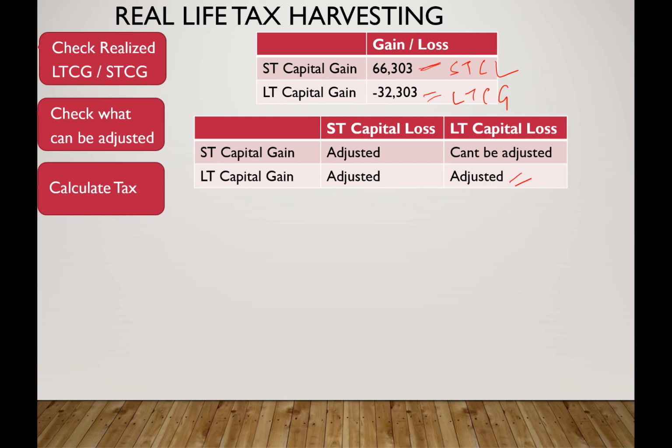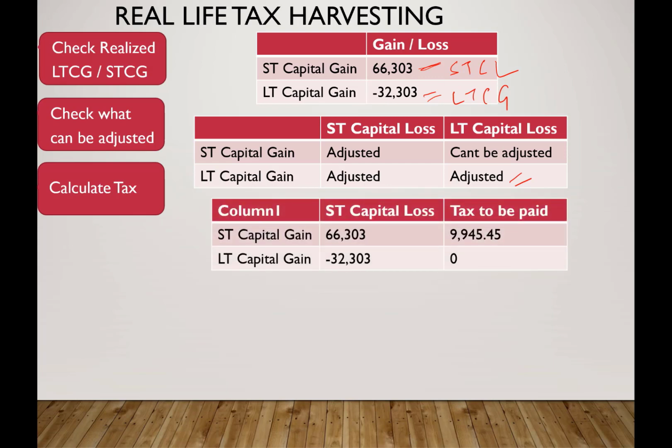Let's calculate the taxes. So what happens if I do not do any tax harvesting and adjust the taxes? My taxes will be as follows. On short term, I will pay 15% tax, which comes to 9,945 rupees. On long term, since it's a loss, I will not be paying any tax. Next step is to decide on the strategy we will use for the current financial year. I have one option of carrying forward this particular long-term loss for the next 8 years by declaring it in my ITR and then using it against any long-term gains in future.